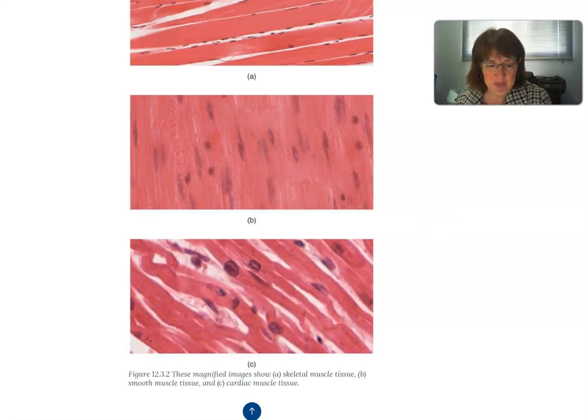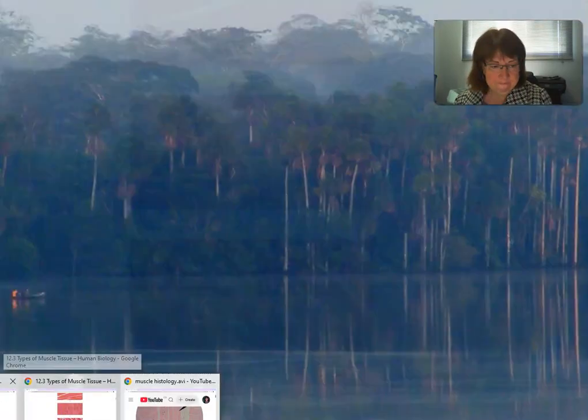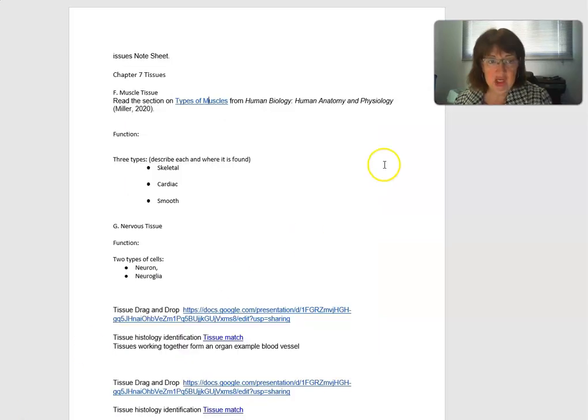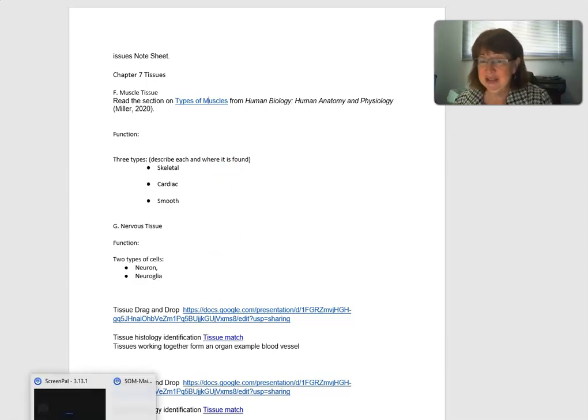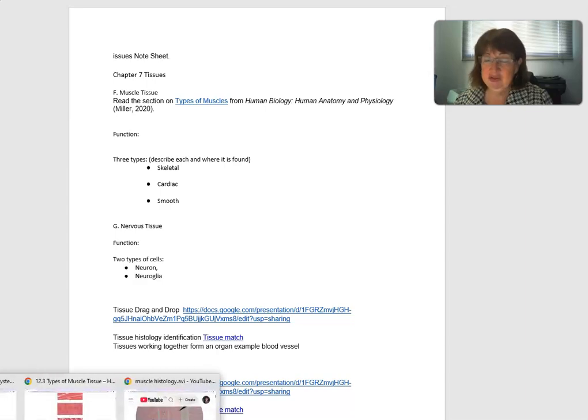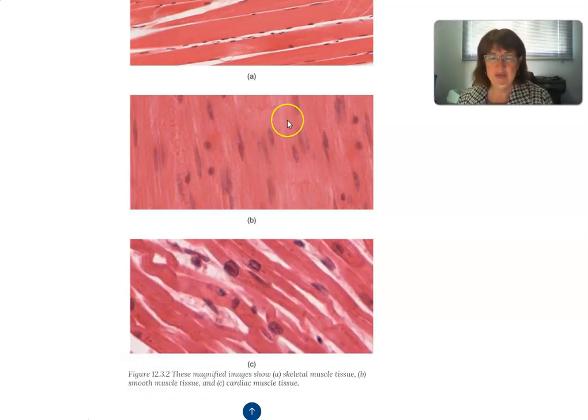So if we go to the notebook and look on our note page, we're going to look at three different types of muscles. And I want you to pay attention to skeletal, cardiac, and smooth, and basically describe it and where it is found. Now this is just a quick introduction because we will spend a whole unit later on looking at skeletal muscles, and then we talk about the heart and the smooth when we talk about the circulatory system, and we talk about smooth muscle when we talk about the gut.